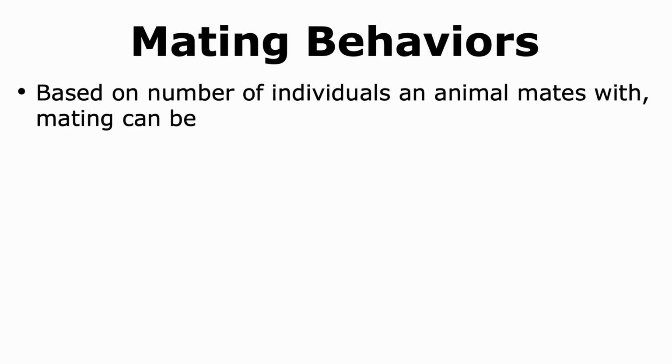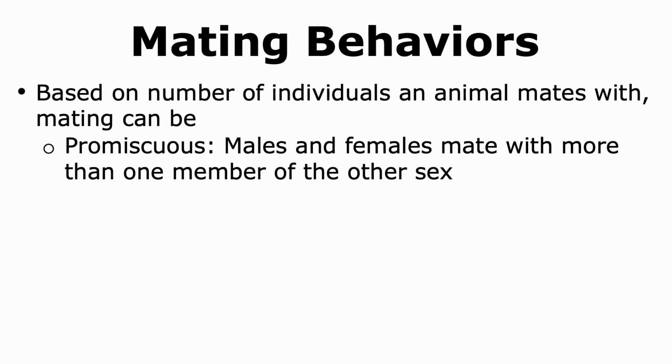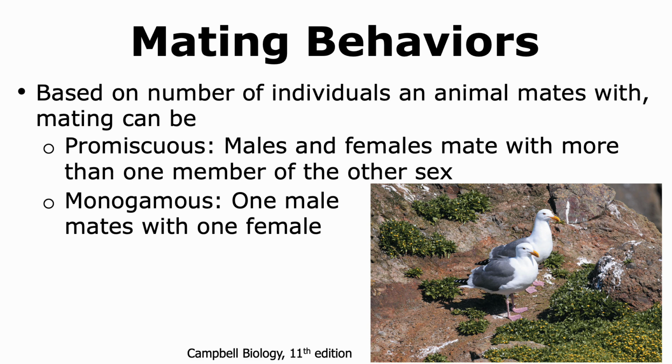Animals have evolved many different types of mating behaviors, including deciding how many individuals they will mate with. Based on the number of individuals that an animal can mate with, mating can be promiscuous, where both males and females will mate with more than one member of the other sex. On the other hand, we can have animals that show monogamous mating behavior. In this instance, one male will mate with only one female and vice versa.